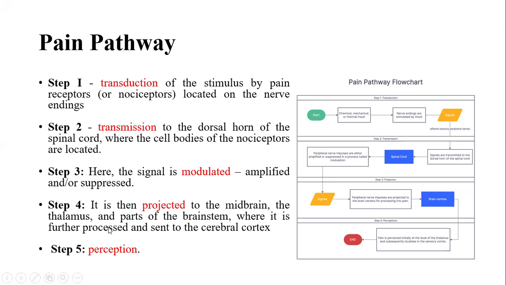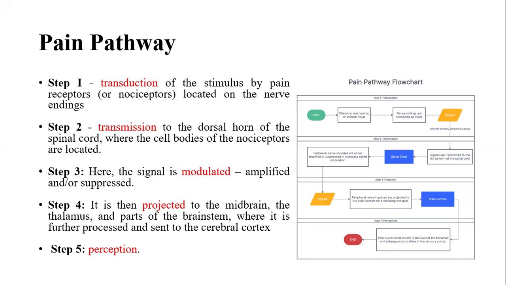Okay. And last but not least, the final step is perception. When the pain signal or the nerve impulse has reached the cerebral cortex, it will be perceived, because the pain perceiving center is present in the cerebral cortex. So these are the steps by which the pain message moves from the body organ or body part to the brain. So you must remember these steps.